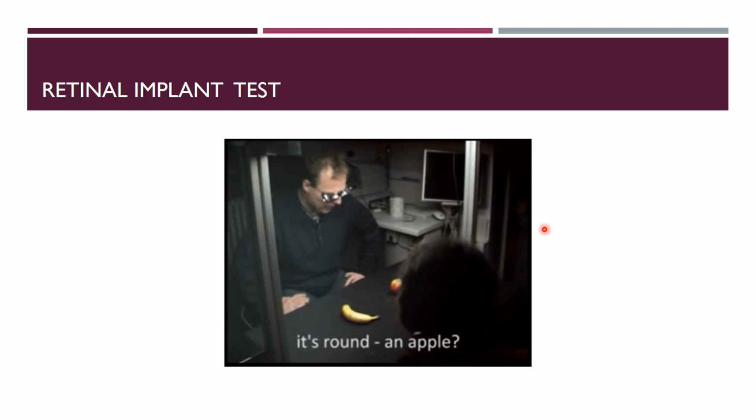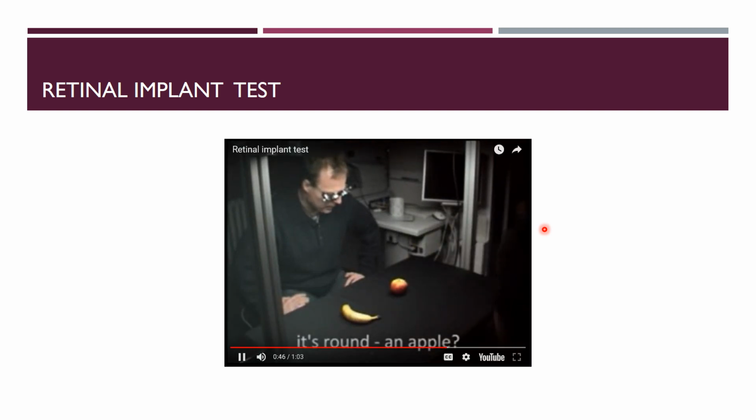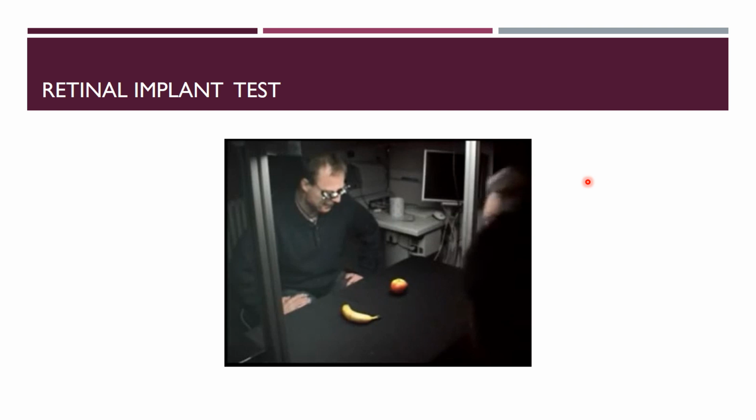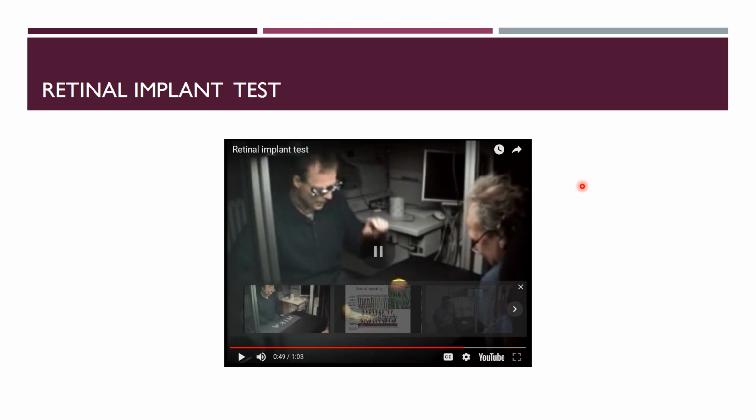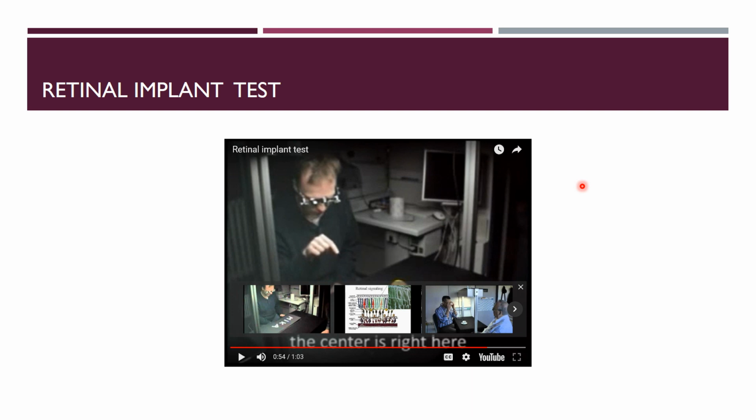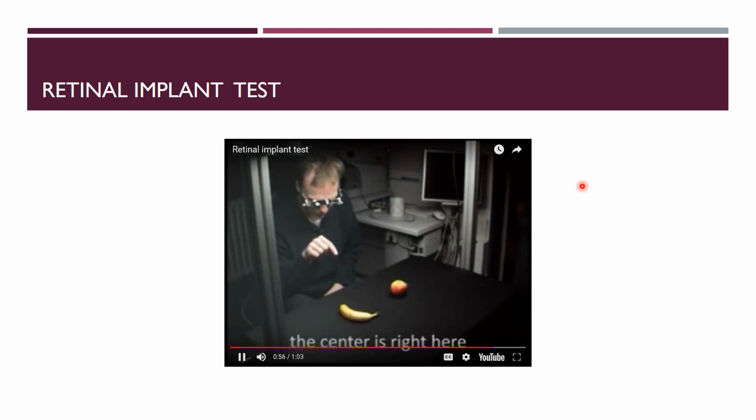Round. No. Apple. No, that's the very center of the shape that I can see.